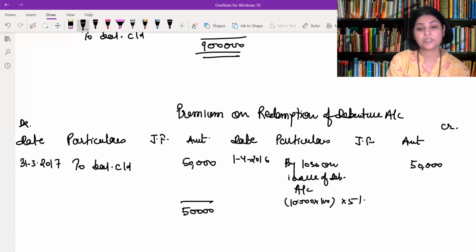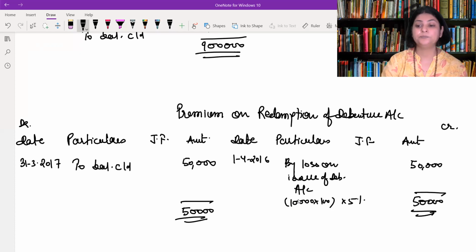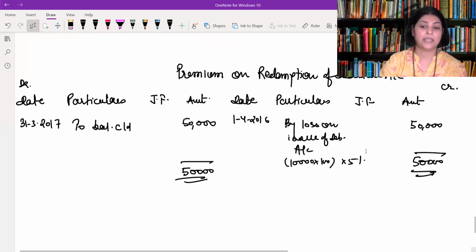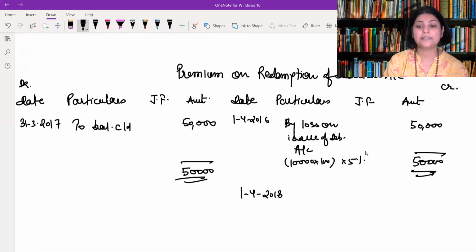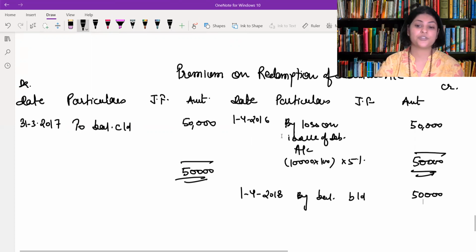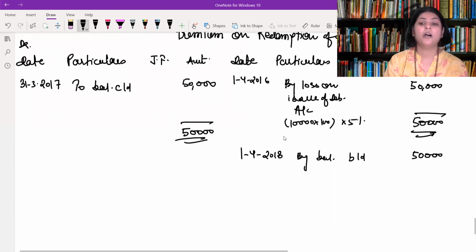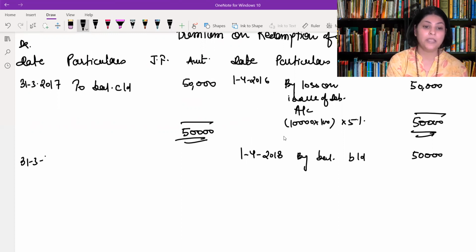The redemption of debentures started from the second year, students. So we will start from the second year. In the second year, first of all, it is a liability, so it will have a credit balance. We will copy down the opening balance, which will be balance brought down 50,000 rupees. After this, in this year, we have redeemed debentures of 1,000. So on the debentures of 1,000, you have paid the premium to the debenture holders at the rate of 5%. So on this date, you are going to pay to the debenture holder.